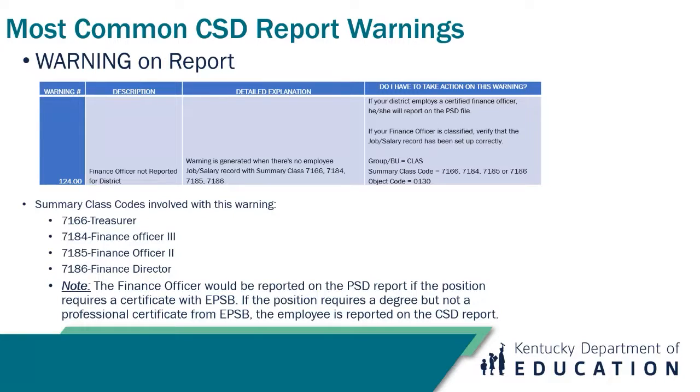And in this event, we have error warning 124, which is finance officer not reported for the district. So that means you need someone in there with a summary class code of 7166, 7184, 85, or 86. And it's possible that this person will be reporting on the PSD. So again, you're just looking to see, is this correct? Have we got our finance officer listed? If they should be on the CSD report. And if not, you can disregard it if they're going to be reporting on the PSD report.